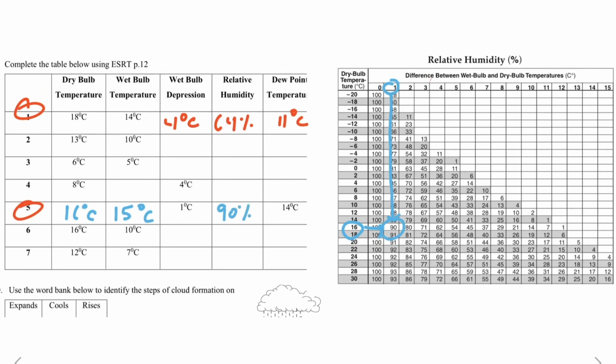So it's a really humid day. The dry bulb was only 16 and the wet bulb was a mere 1 degree off at 15 degrees Celsius. So if it drops 1 degree Celsius, then it's going to be 100% relative humidity. It's probably going to be a rainy day that day.